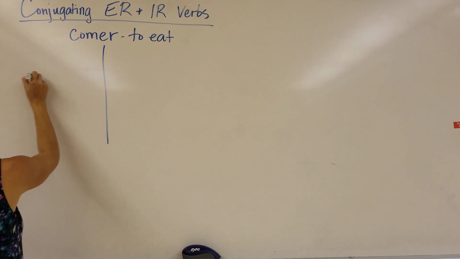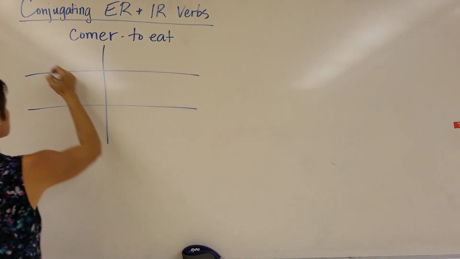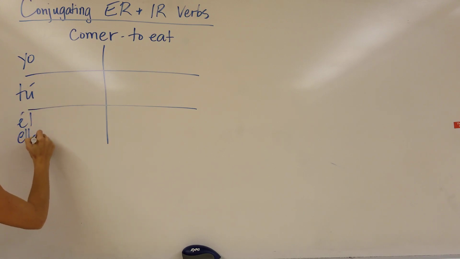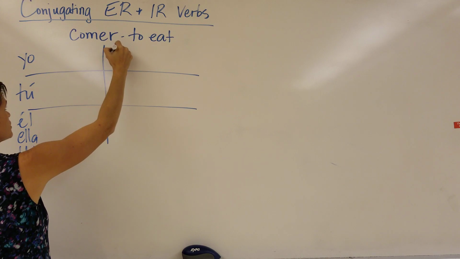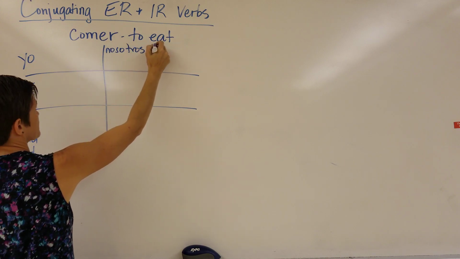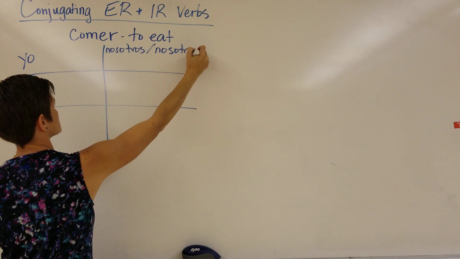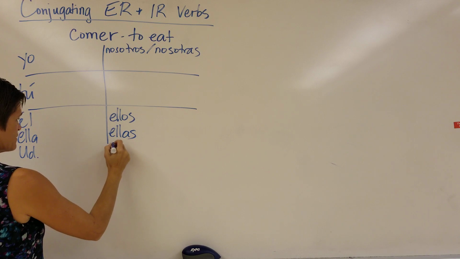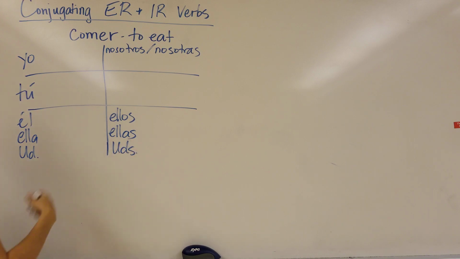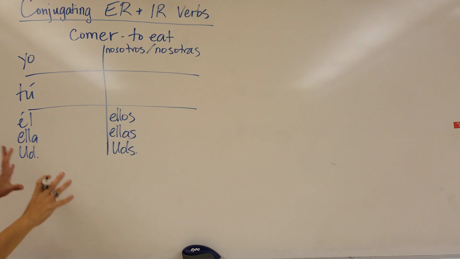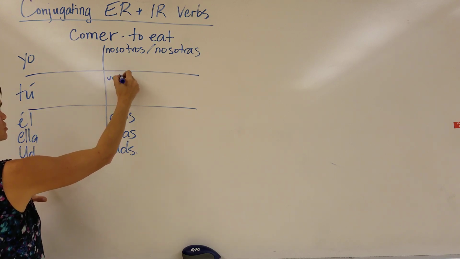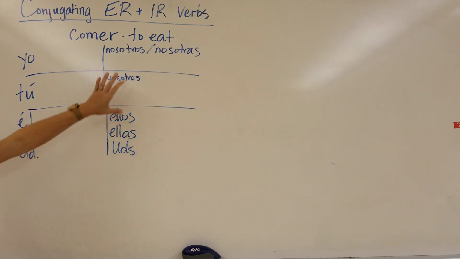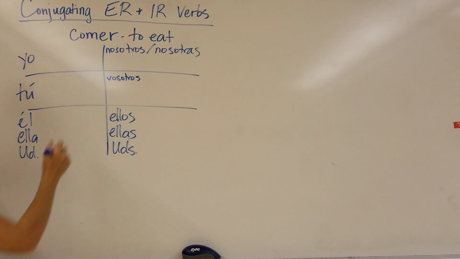Here's our special little chart, remembering that this is always going to be what I do: I, you, he, she, you formal, nosotros or nosotras, ellos, they, ellas, they, if they're all girls, and then ustedes, which is you, plural, or you guys. That's going to remain the same. Here's vosotros for Spain, to talk to you guys informally in Spain, but you don't have to write that box if you don't want to. So when we conjugate comer, we're going to do the same thing.